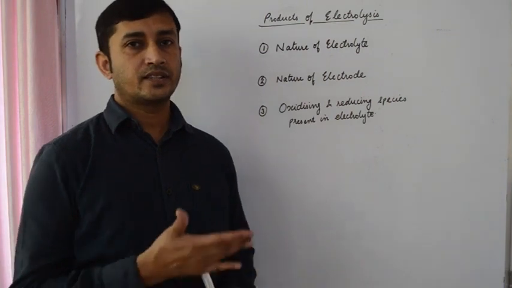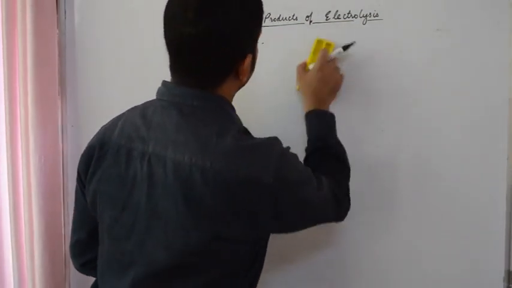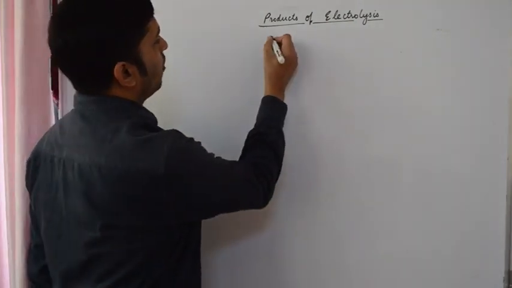Now we shall see some examples of electrolysis. For example, we electrolyze molten NaCl.